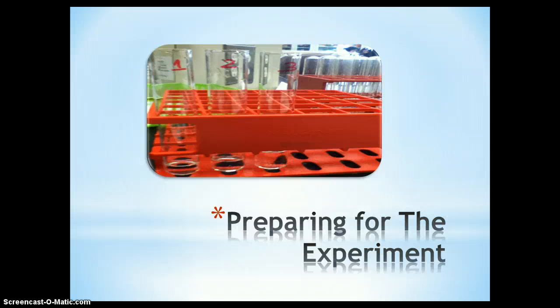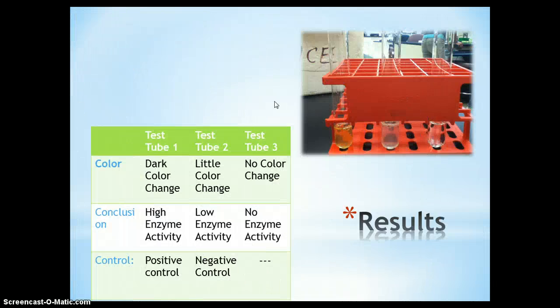Preparing for the experiment. 3 test tubes were labeled 1, 2, and 3 as shown in this figure. Test tube 1 contained 1 milliliter of catechol and 1 milliliter of catechol oxidase, but no water. Test tube 2 contained 1 milliliter of water and 1 milliliter of catechol oxidase, but no catechol.